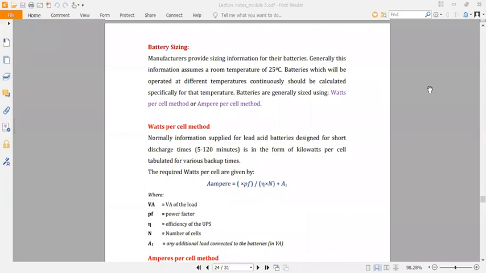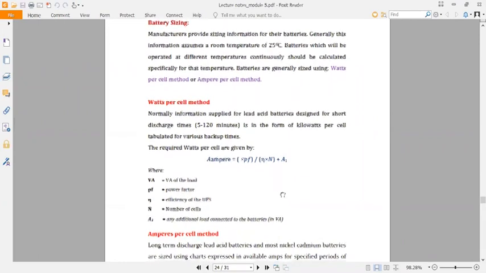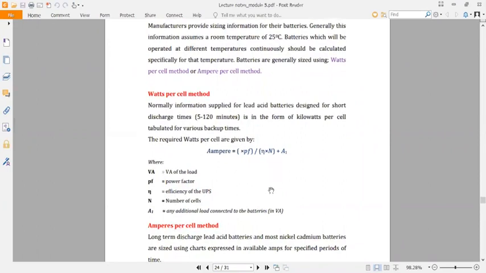So we can select the size of the battery by using two different methods. The first one is the watt per cell method. In the watt per cell method, there is a simple formula which we can use to find out the required watt per cell, that is, what should be the ampere rating of the battery.